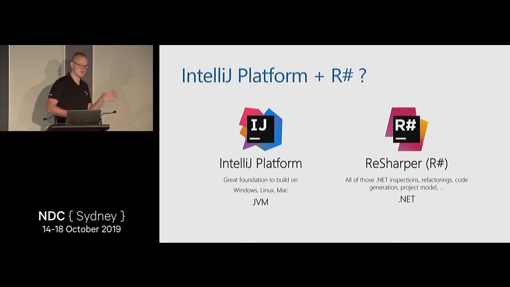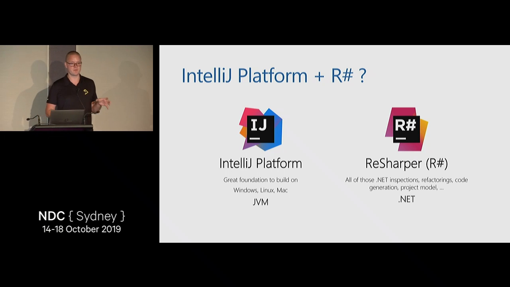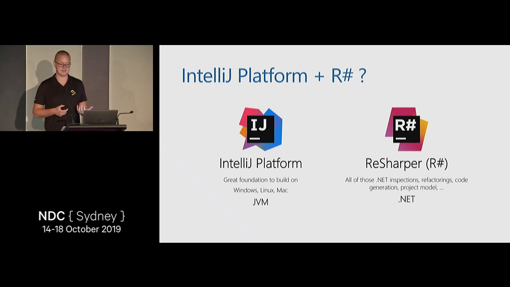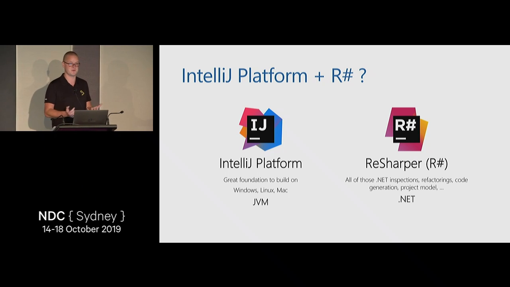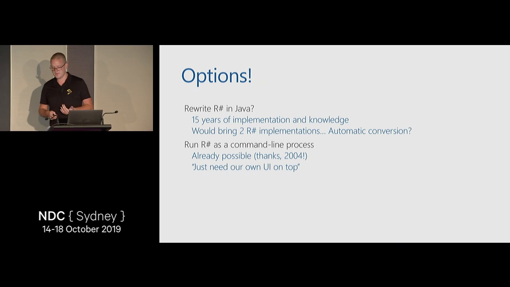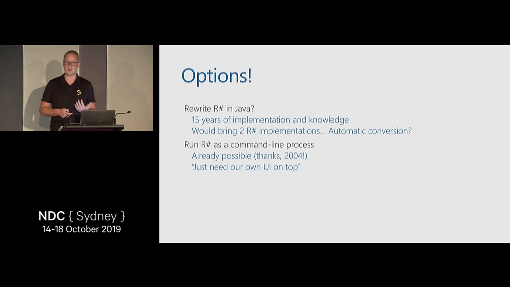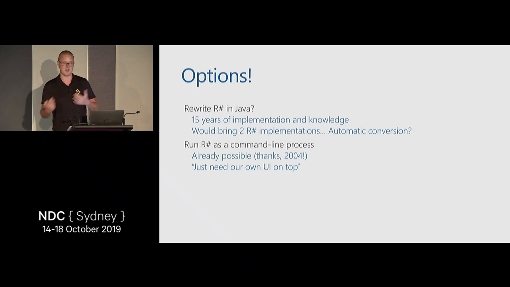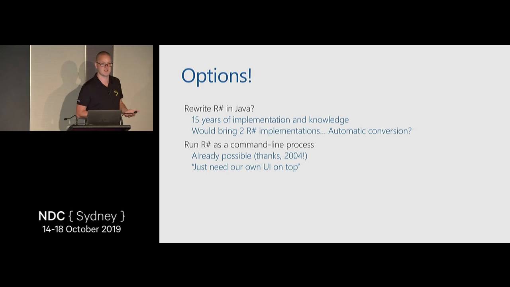Now, IntelliJ has all those standard components like an editor and the view on a project and the file system and so on, but it's JVM, whereas Resharper, on the other hand, is everything that we have for .NET, but it's written in .NET. How could we marry that JVM process with that .NET process? How could we bring those two together? So we thought of some options. One option could be to maybe rewrite Resharper in Java so that we could plug it into IntelliJ and run it all as a JVM thing.